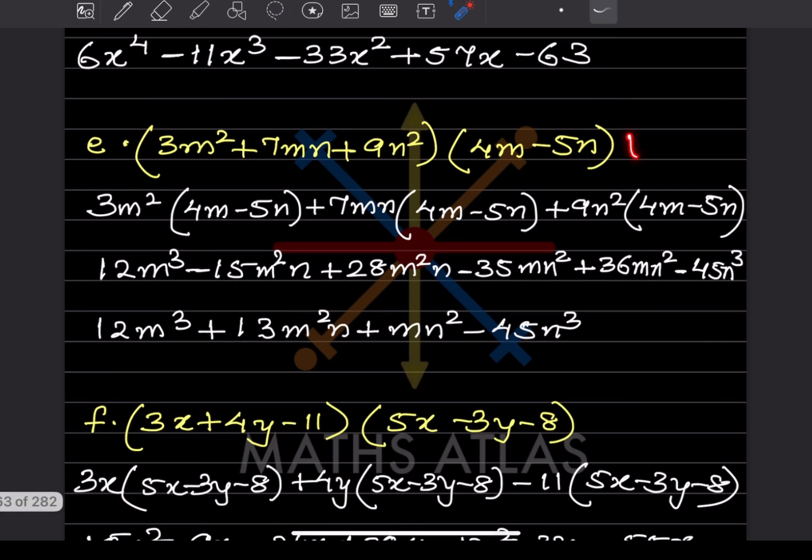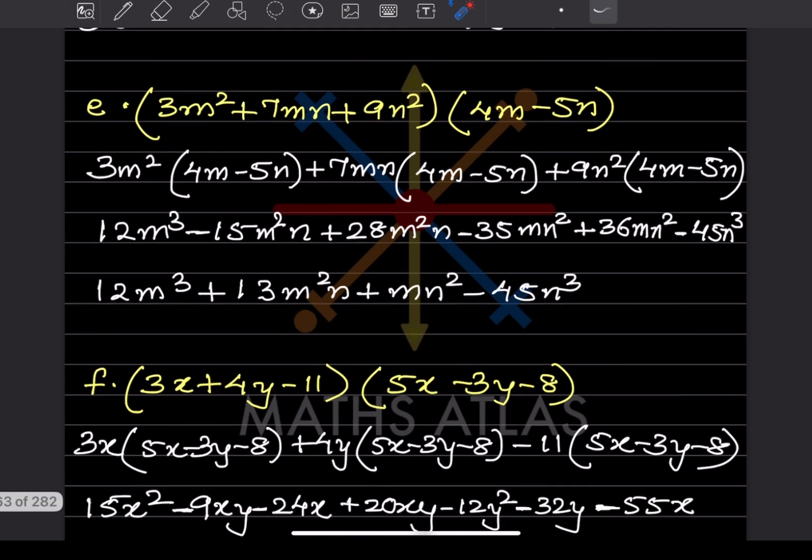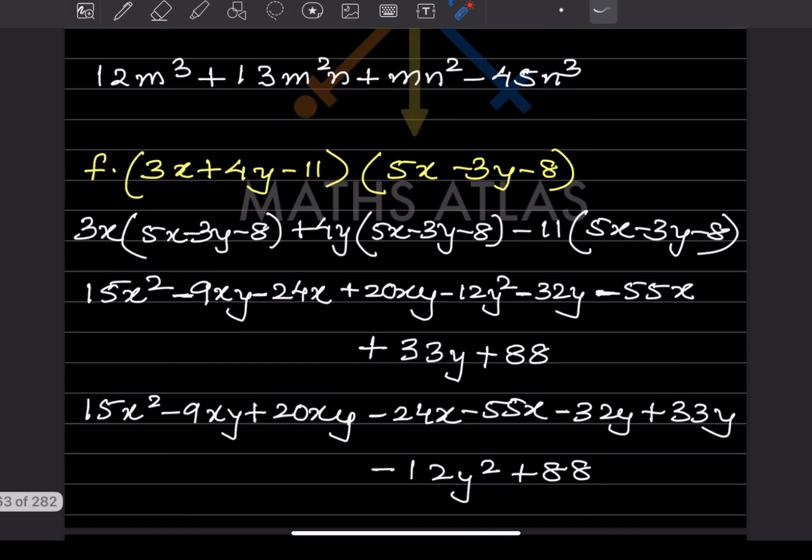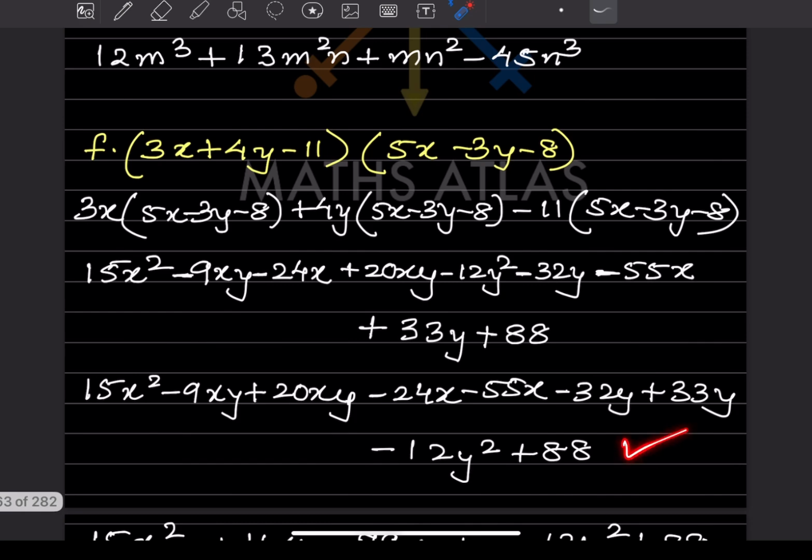Again for this problem as well, the same thing, you can just look at the steps here. So I'm not going to explain, it is the similar one. This is also a similar one.